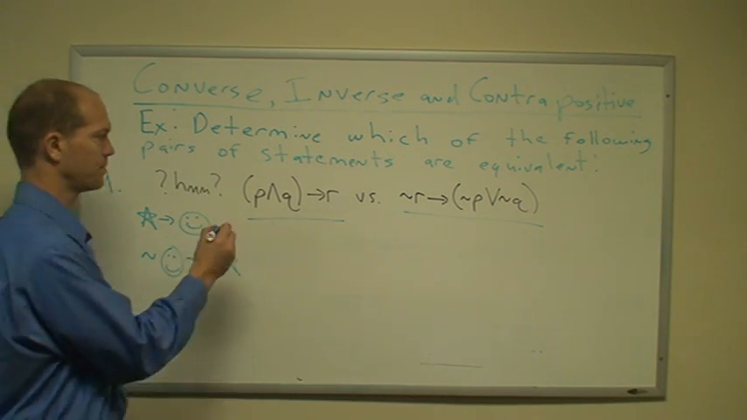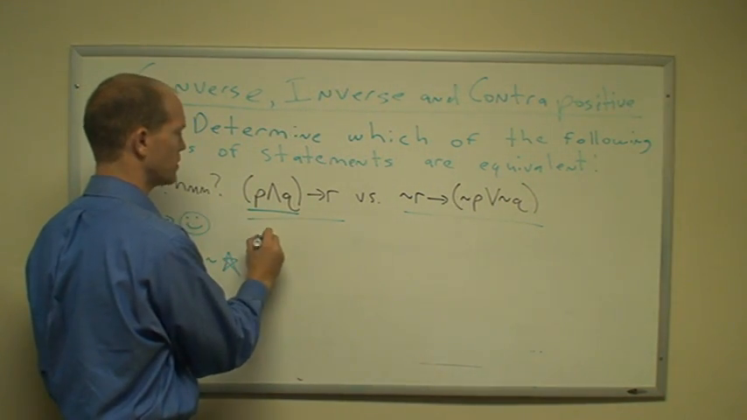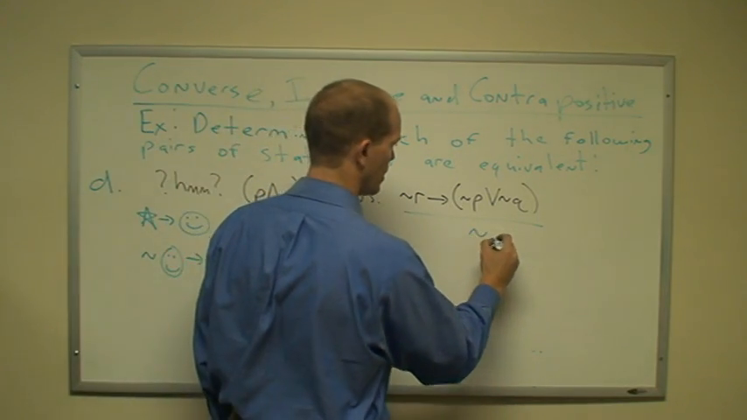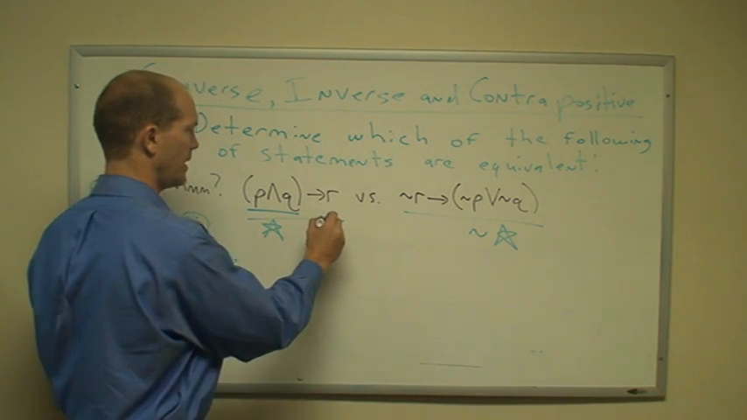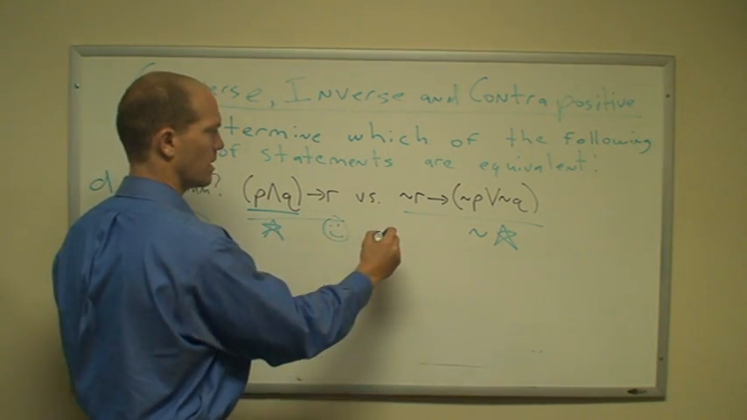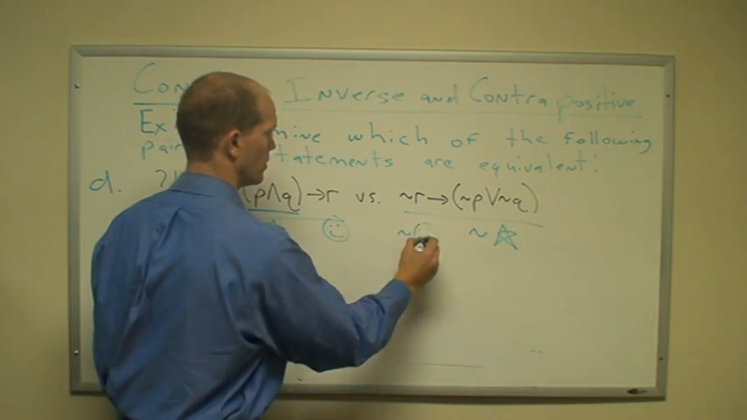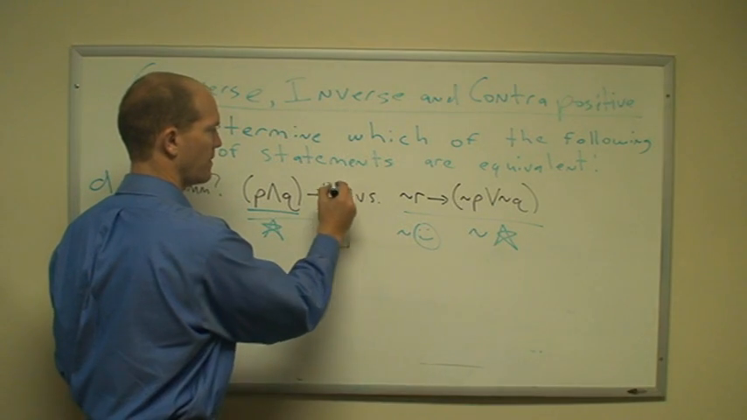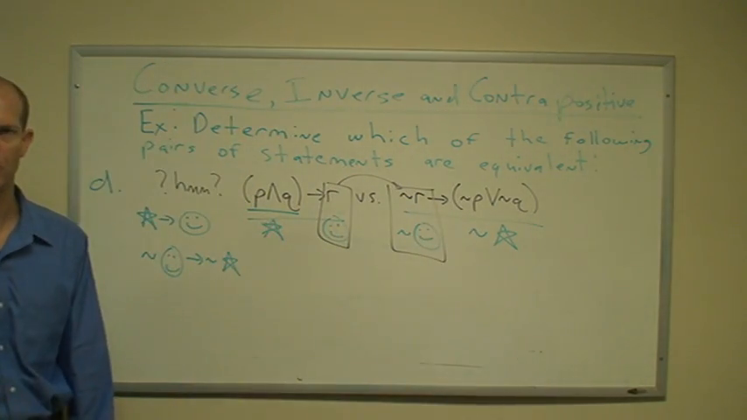In particular, we're really asking the question, is this thing here, well, let's call it star, the negation of this thing here? Is this thing here, let's call it happy face, the negation of this thing here? Well, looking at that, the happy faces look good. That relationship seems pretty clear.